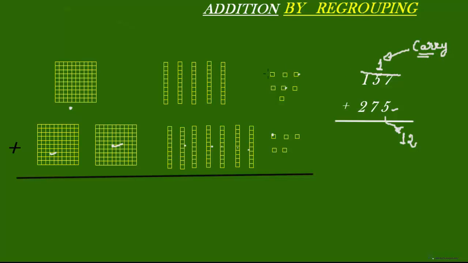Now the concept behind this is that I have taken a carry and put this 1 over the head of the tens digit. What is the real meaning of this process? The process meaning is to be understood by all students.